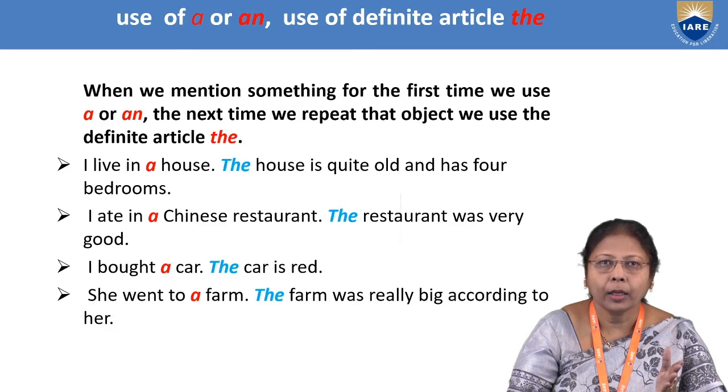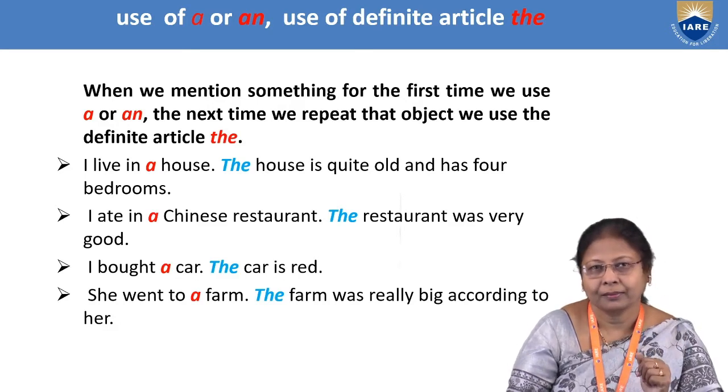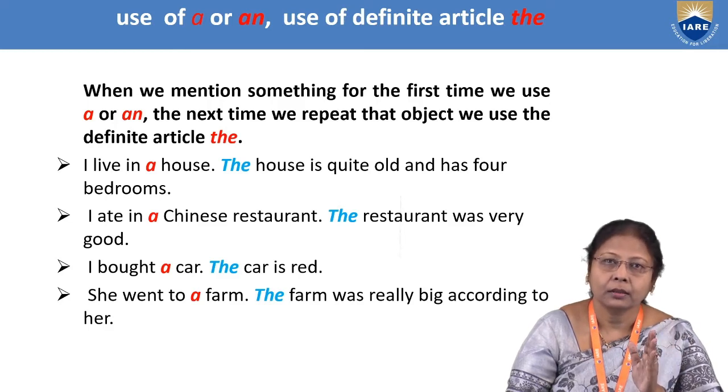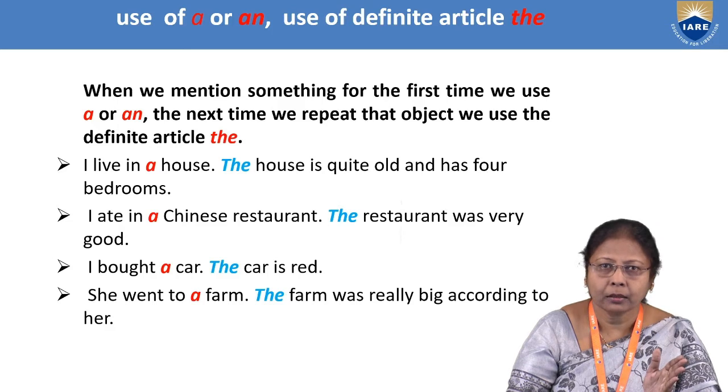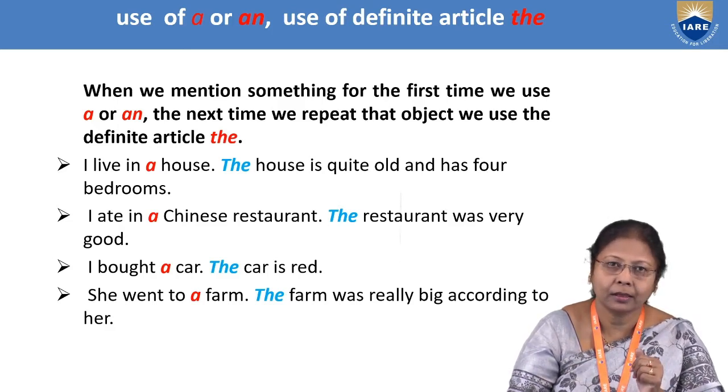Next sentence. I bought a car. First time you are talking about a new car. So, I bought a car. The car is red. So, again you are talking about the same car. So, the car is red in color. It's red.